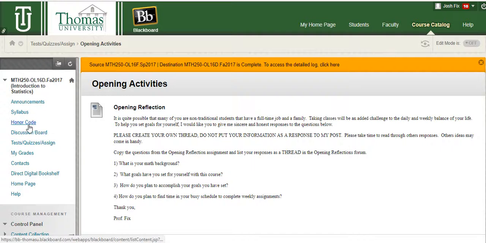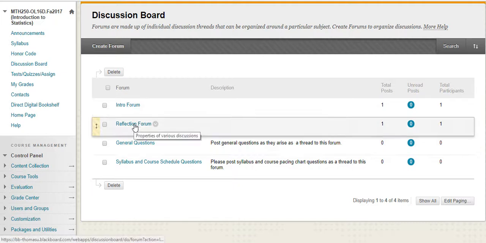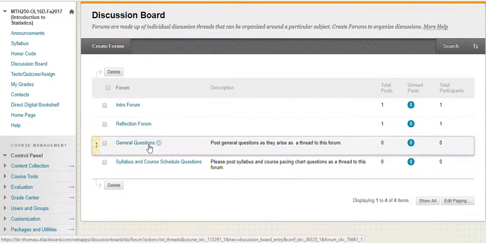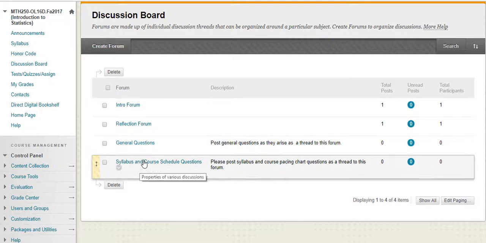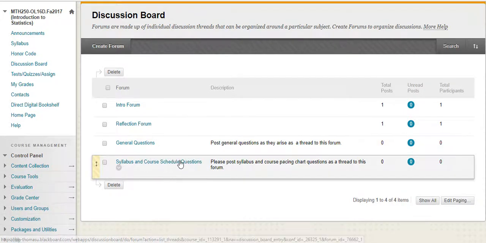Alright, so let's go back to the discussion board real quickly. Part of the opening activities, you go to the discussion board and you've got an introduction forum, a reflection forum, and some spots for general questions or syllabus and course schedule questions. You're more than welcome the first couple weeks of class to post syllabus and course schedule questions, and I'll respond to them. And if you have a question, you can go there and look, or you can send me an email.